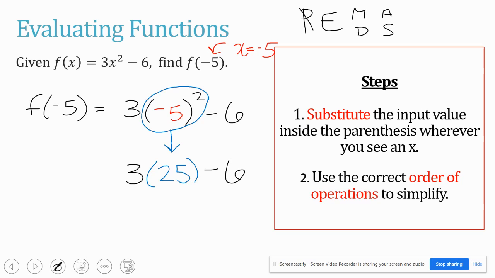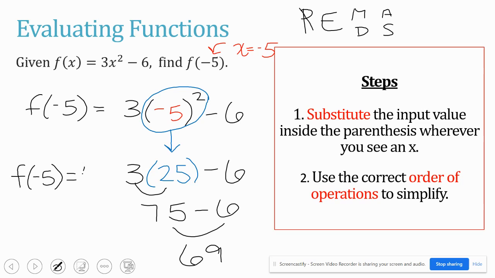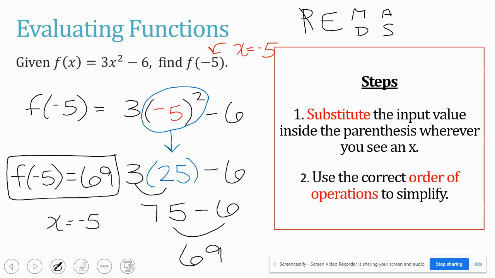Okay, now from here we're going to multiply. 3 times 25 gives us 75. Bring down your minus 6. 75 minus 6 gives us 69. So that means f of negative 5 is equal to 69. Our input value is negative 5. Our x value is negative 5. And our y value, our output, is 69.